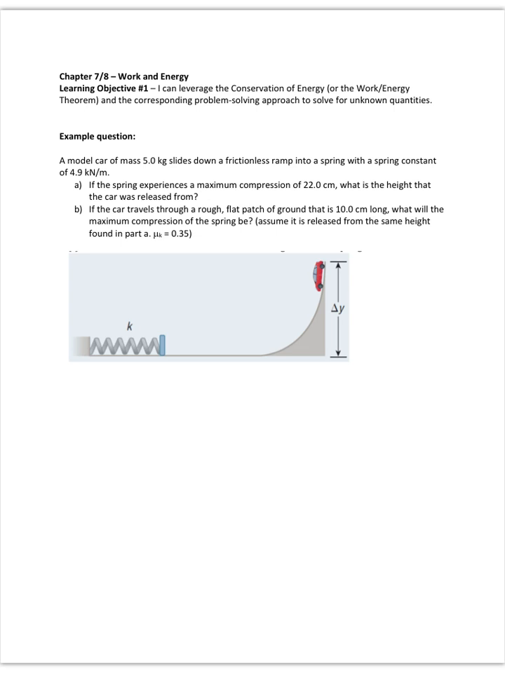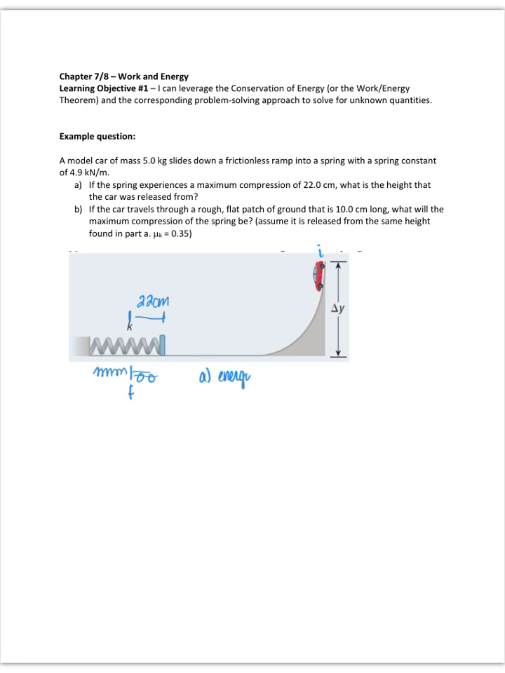It's going to slide down a frictionless ramp, and it's going to hit this spring, and the spring has a spring constant of 4.9 kilonewtons per meter. And we're going to say, what if the spring compresses a maximum compression of 22 centimeters? So we're imagining that the spring looks like this when the car is here, and this distance that it moved is 22 centimeters, and it's coming to a stop. That's why they say a maximum compression. If that's the final location of the car, they want to know what would be the height that it was released from. So this is question A.